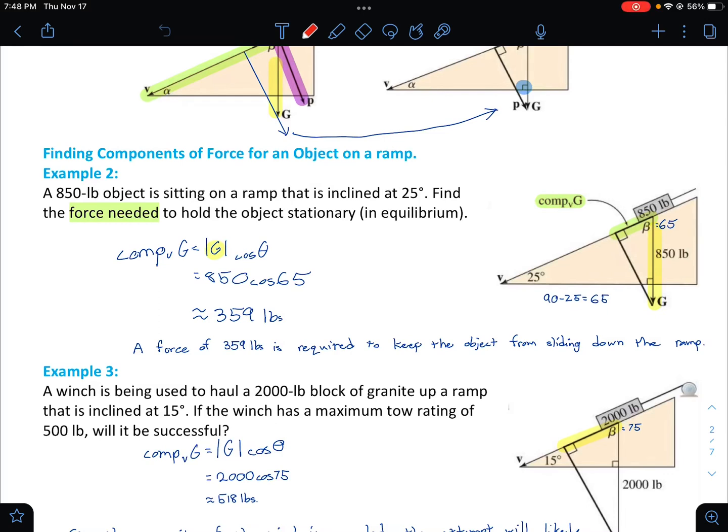Hello, Ms. Hanson. So today I'll be teaching you how to find component G along V, projection U along V, and then using question 69 as one of my examples as well.